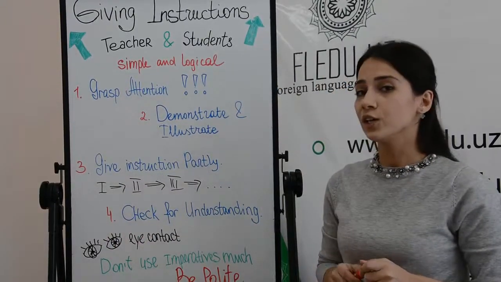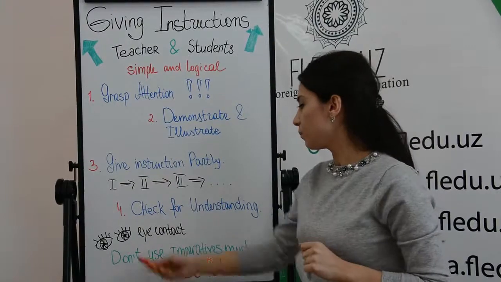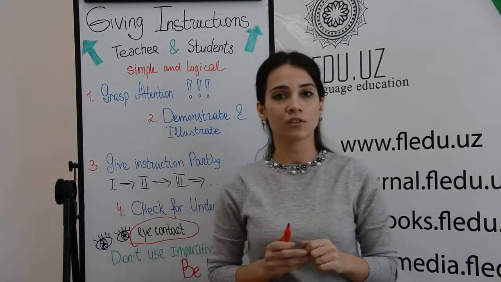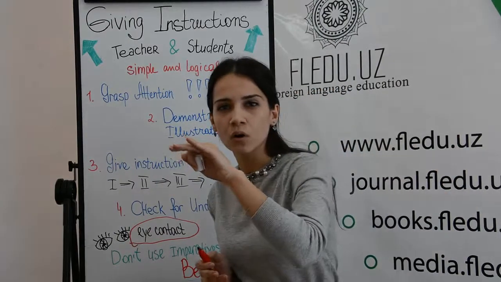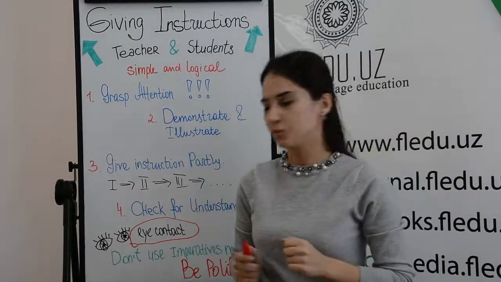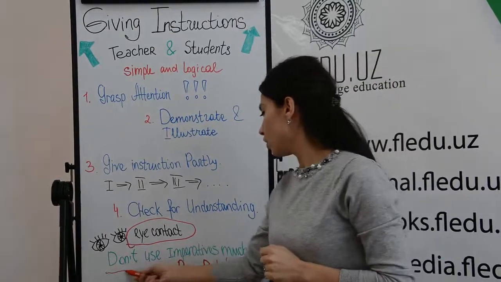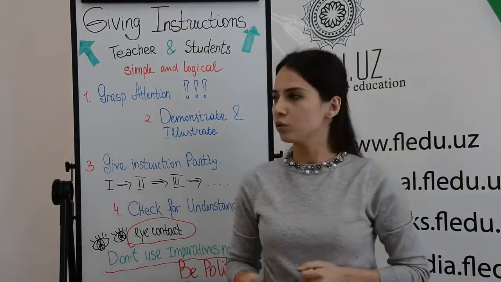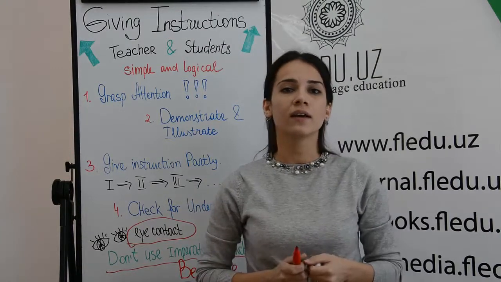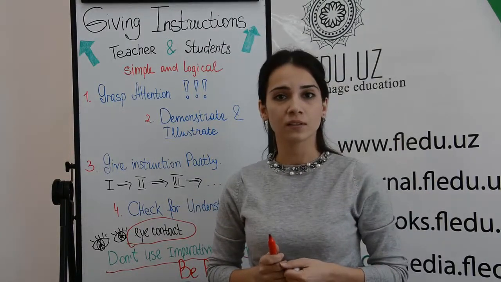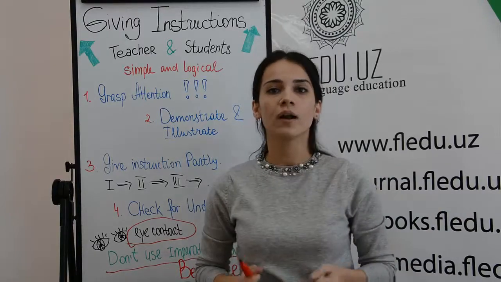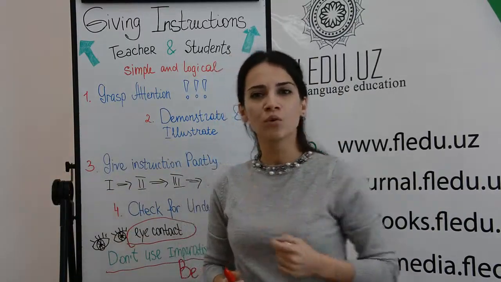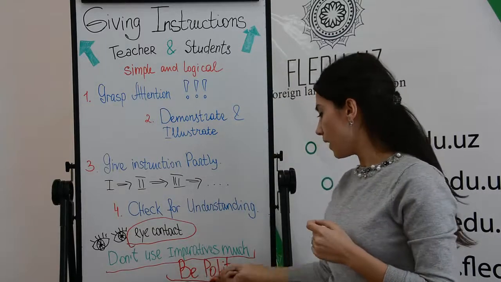And of course, you must keep eye contact all the time while you are giving instruction. You should observe whether all students attentively listen to you. And of course, don't use imperatives much. Instead of saying repeat or stand up, say, can you repeat it one more time, please? Or stand up and move there, please. And it's really important for teachers to be polite.